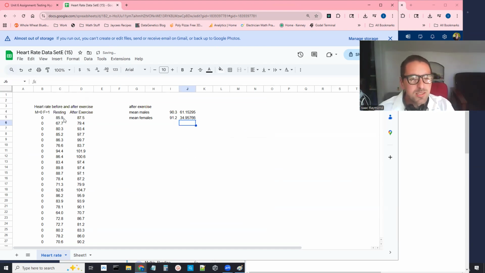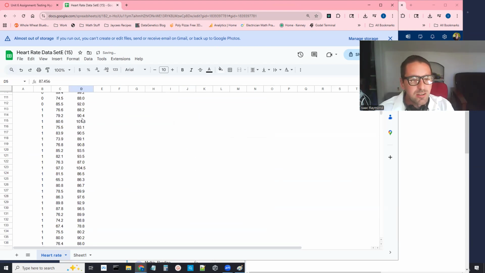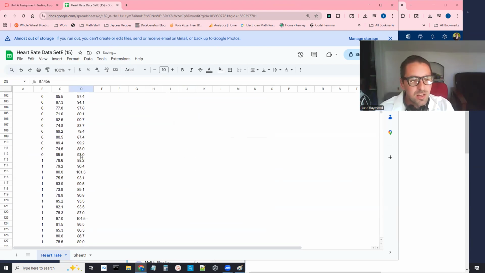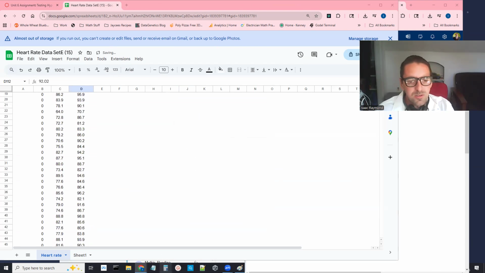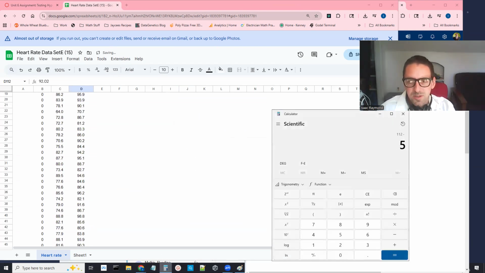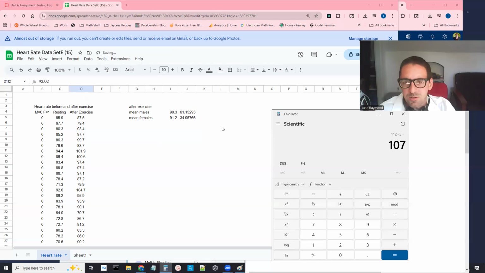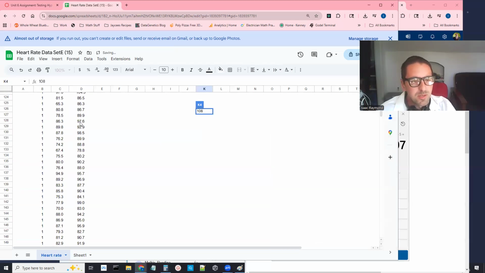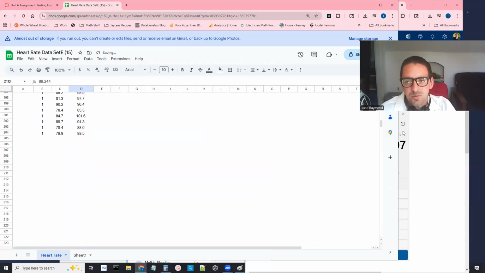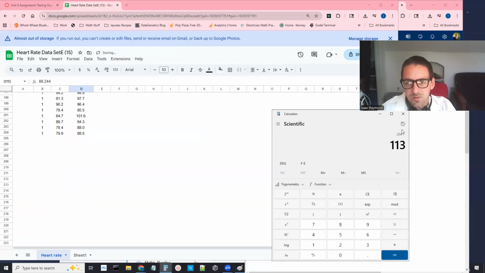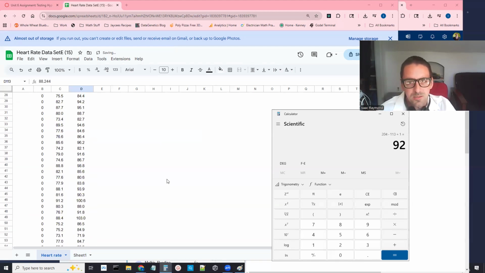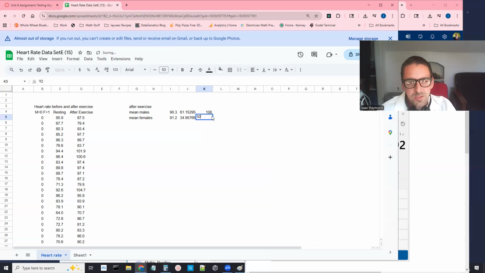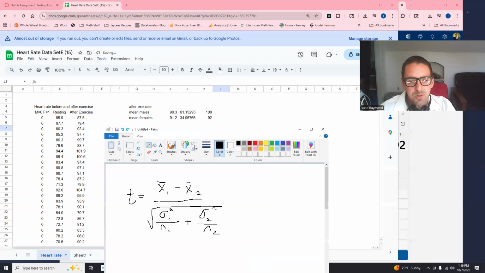And the last thing we need is a sample size. So this starts on 5. It ends on 112. So 112 minus 5, then we got to add 1 because of inclusion. So it's 108 males. And you can do the same for females. Starts on 113, ends on 204. So 204 minus 113 plus 1, that's 92 females. That's the sample size, the bottom part of the formula. Now we can plug those numbers in.